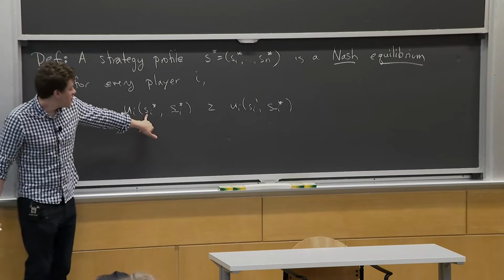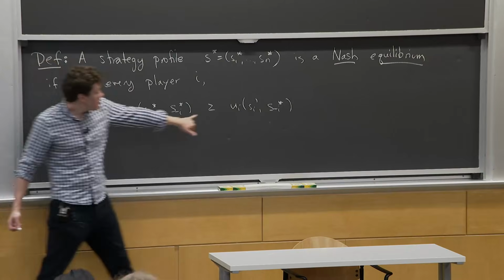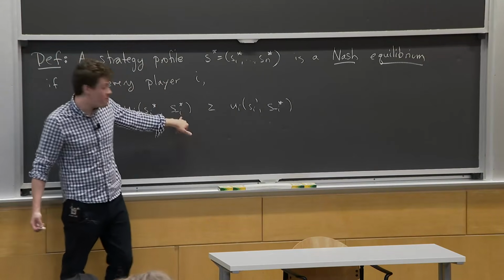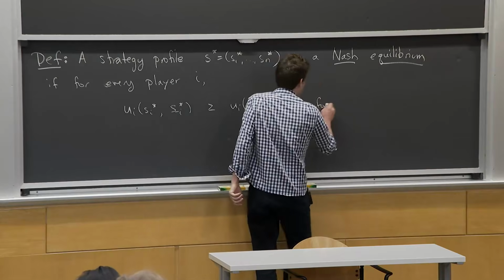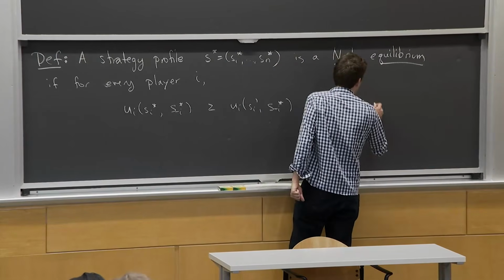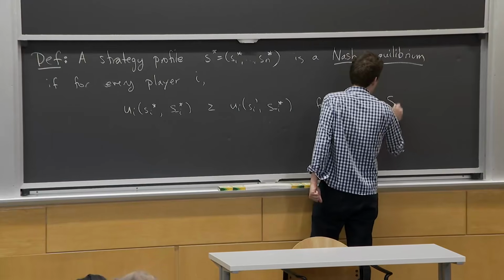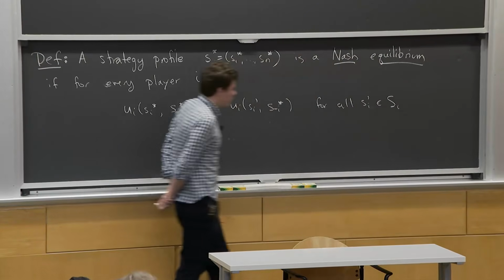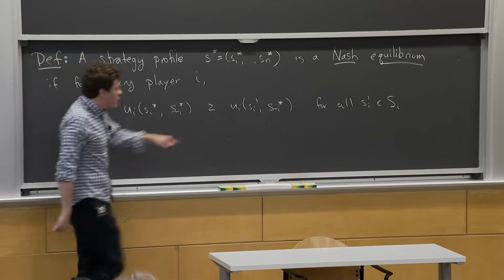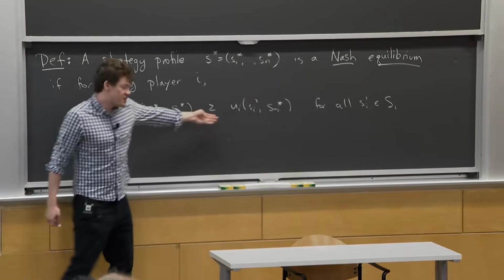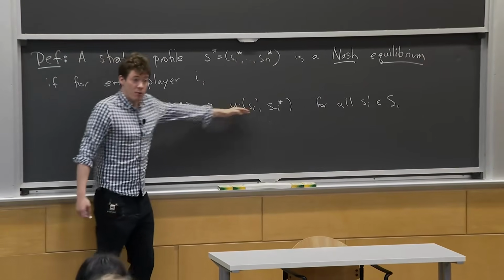I compare the strategy I'm supposed to choose to any deviation, and I require that the strategy I'm supposed to choose is weakly better for all s_i prime in S_i. In particular, s_i prime could just be s_i star, but then this is going to be satisfied automatically because both sides are going to be the same.